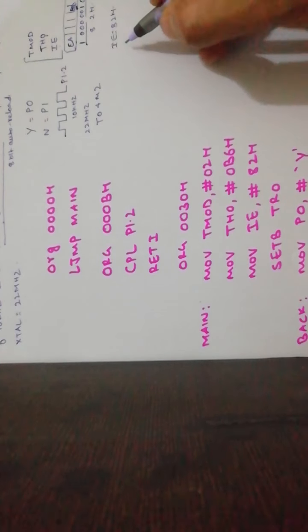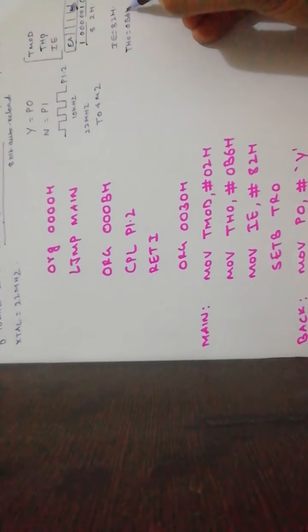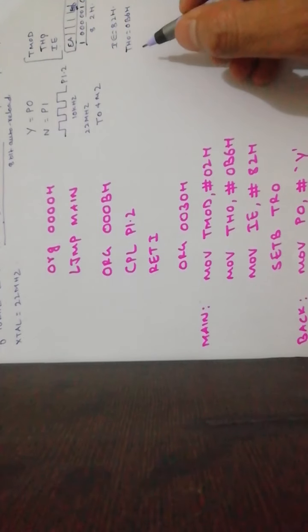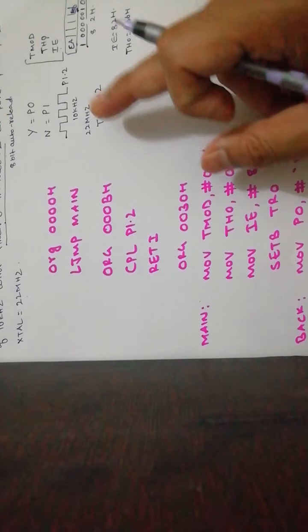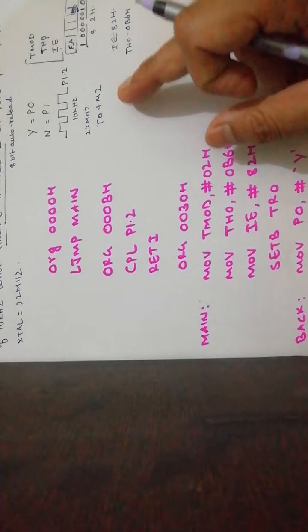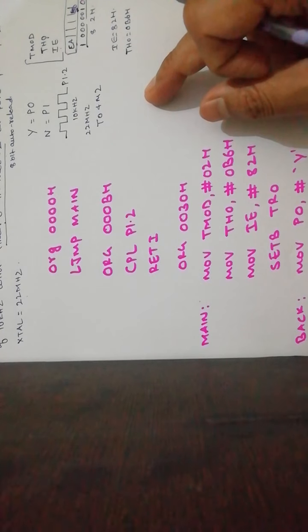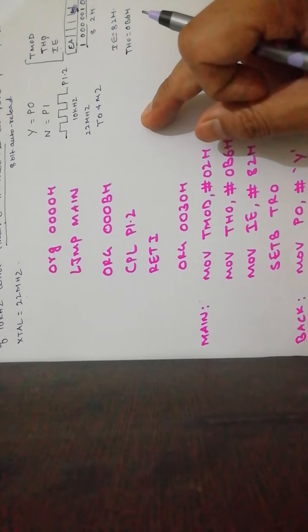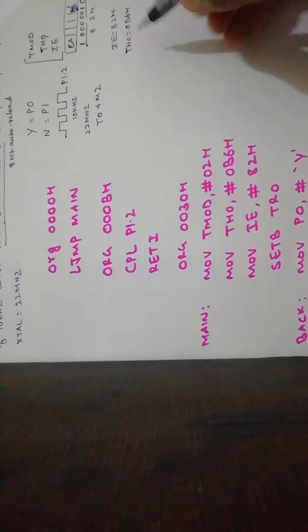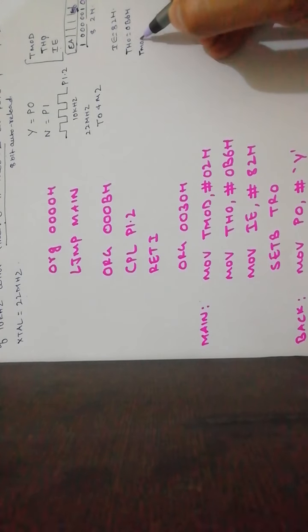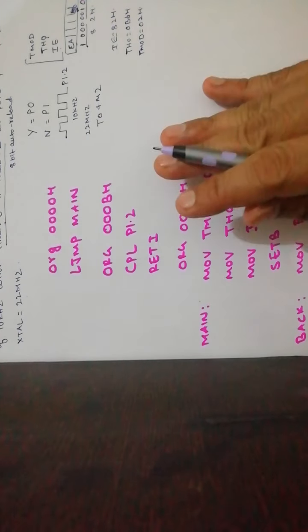Then again, what is the TH0 value? The TH0 value is 0B6H. You need to show the calculations for all this. I had already shown in other videos, or in the assignments I gave you, how to calculate the initial value if the frequency is given. Then since it is timer 0 and mode 2, the value of TMOD is nothing but 02H. So we have to load those values.